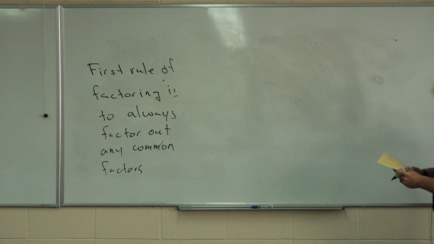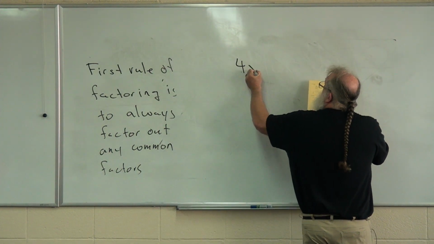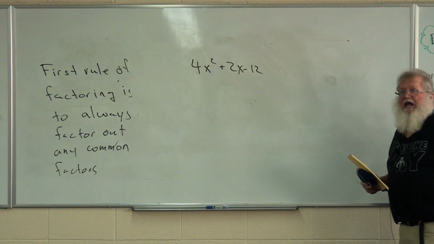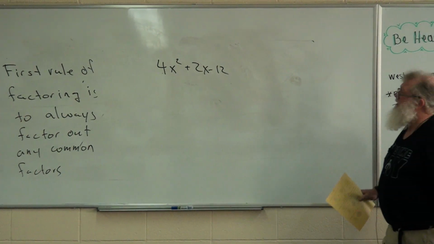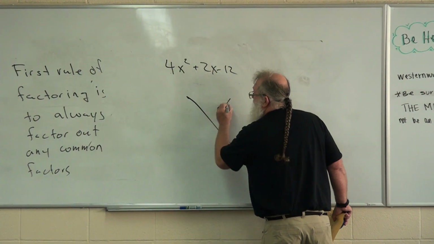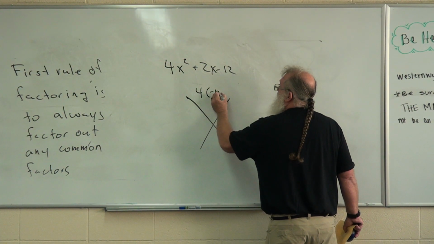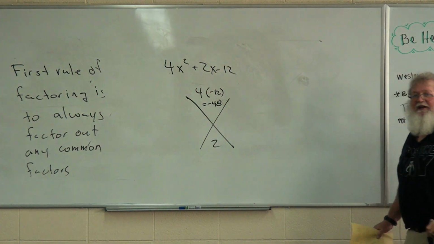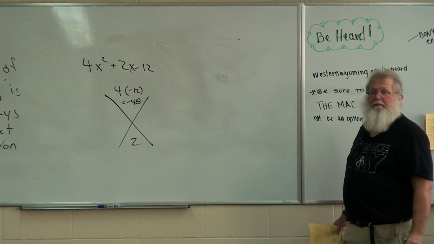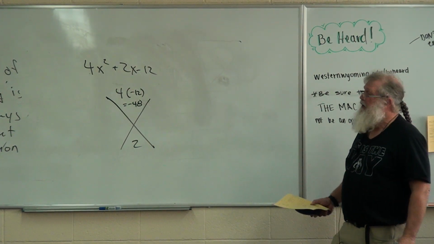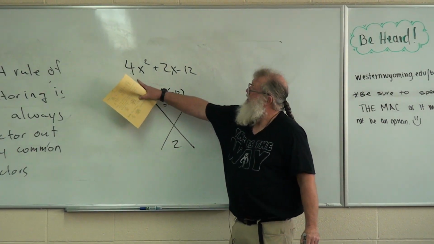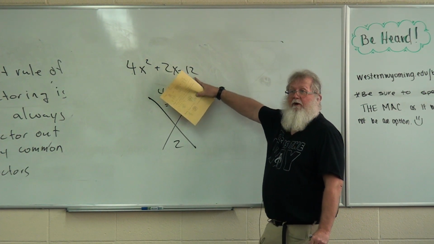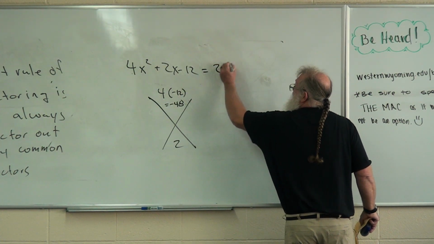So on this one here, we have 4x squared plus 2x minus 12. If I dived into my algorithm right now, I would have 4 times negative 12, which is negative 48. I'd have to look for two numbers that multiply to negative 48 and add up to 2, which I can do. It will work. But if I notice 4, 2, and 12, do they have a common factor? They do. Yeah, so we want to pull out that 2, don't we?